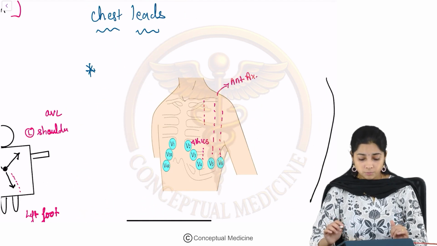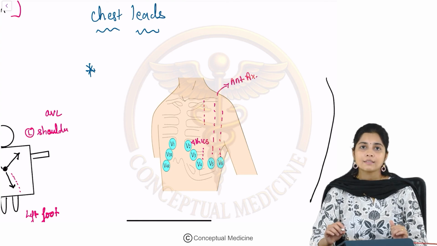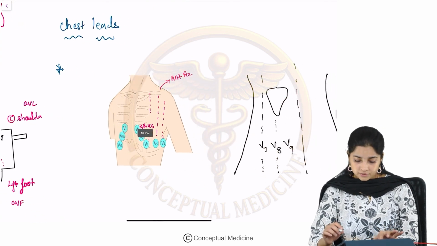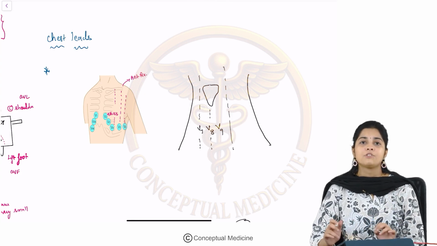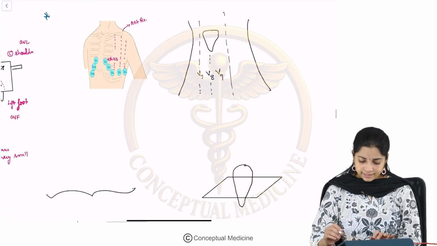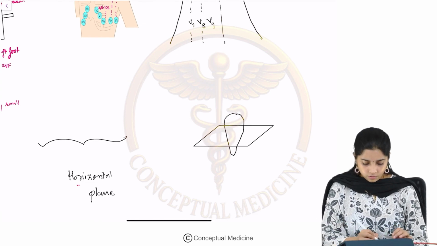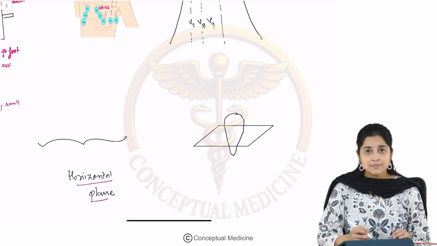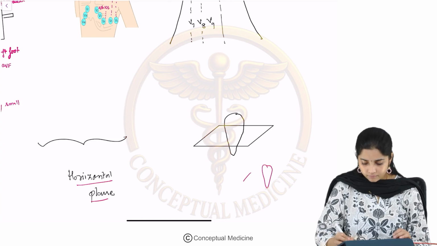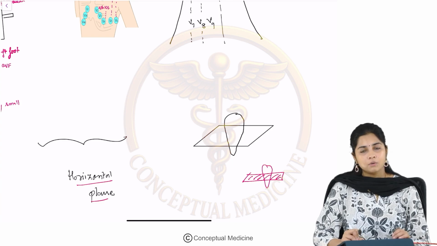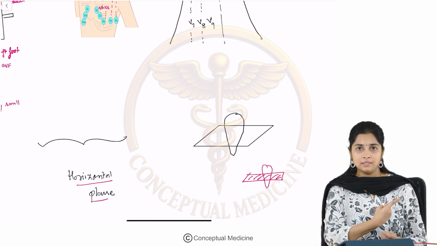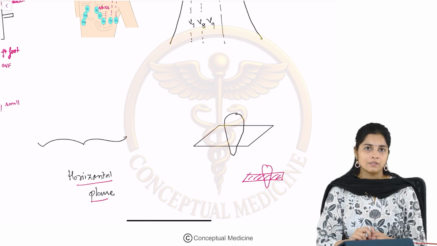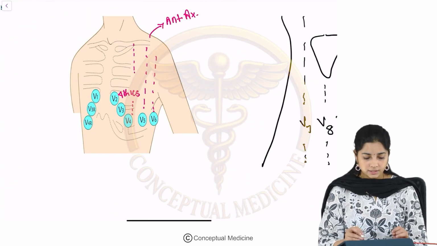Now, let us look at what chest leads are and how they are constructed. The aim of these chest leads is that they see the heart in this horizontal plane. Can you see here, if this is the heart, they see the heart in a horizontal plane. So, the limb leads look at the heart in the frontal plane, whereas the chest leads look at the heart in the horizontal plane. So, what are the chest leads?